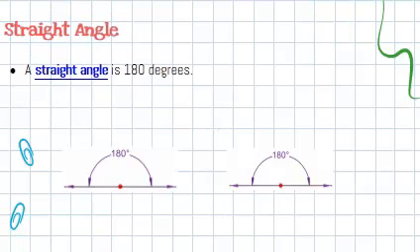Now, straight angle. A straight angle is an angle that measures 180 degrees. So if you measure the angle and it measures 180, then we say it's a straight angle because it actually makes a straight line. If you can see, the arms form a straight line, then this angle is a straight angle.